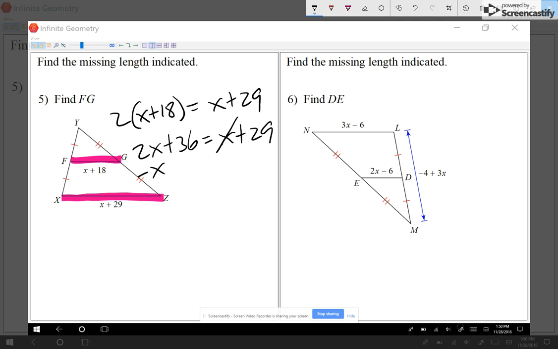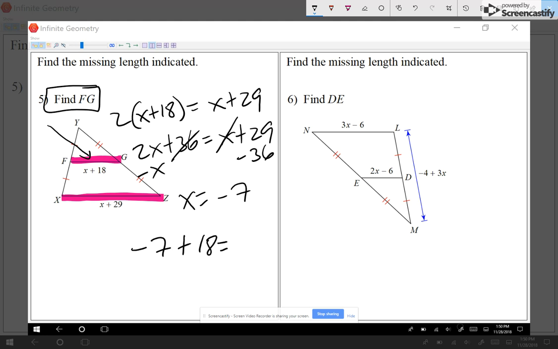So let me subtract an x. Let me subtract 36. I get that 1x equals negative 7. Now, in here, I'm asking you to find the length FG. So plug in the value of x in FG, which if you notice, FG is the mid-segment. So I'm looking at negative 7 plus 18, which is 11. So solve for x and then plug it in.